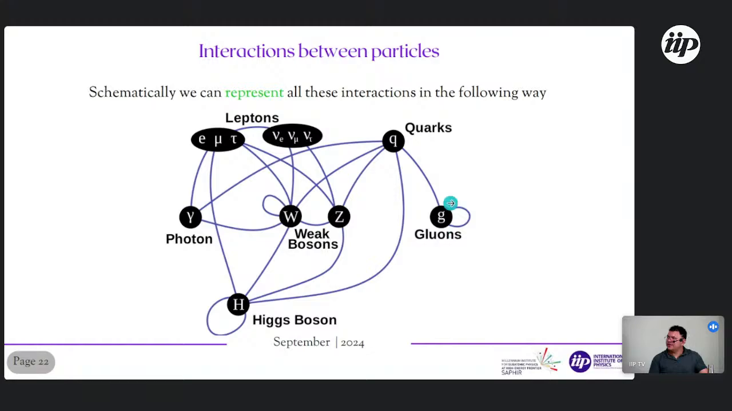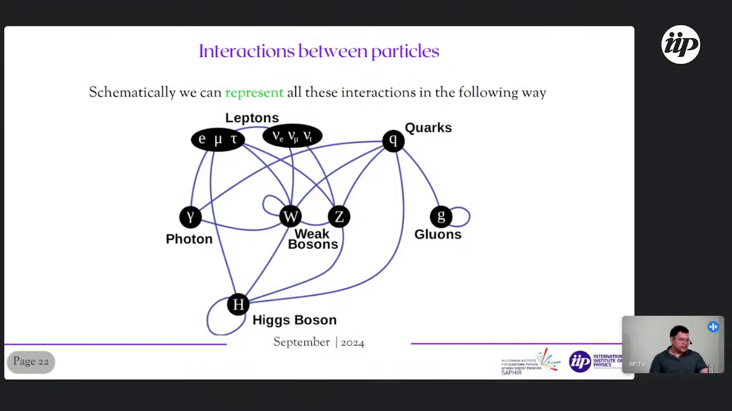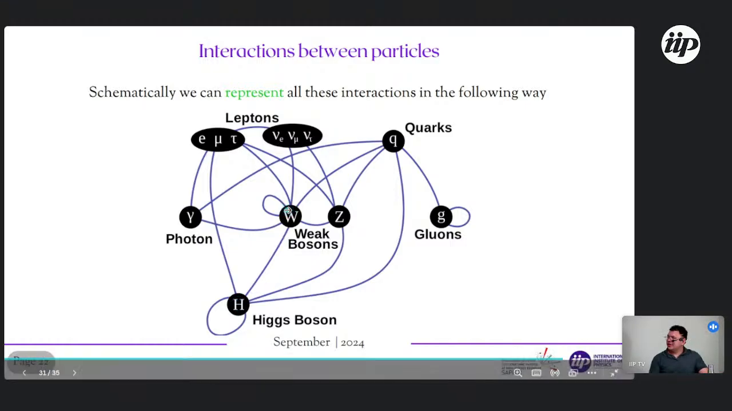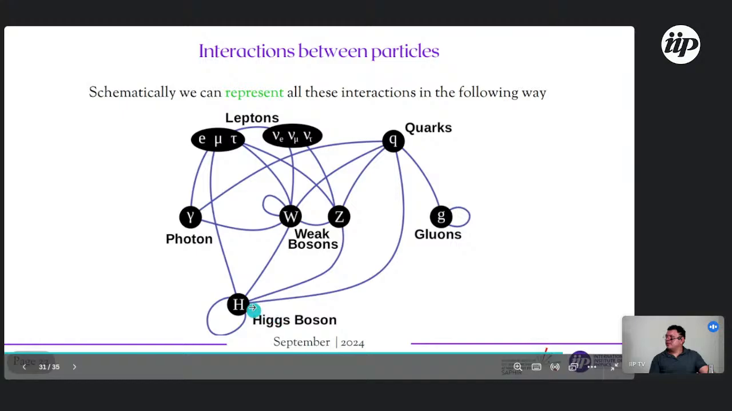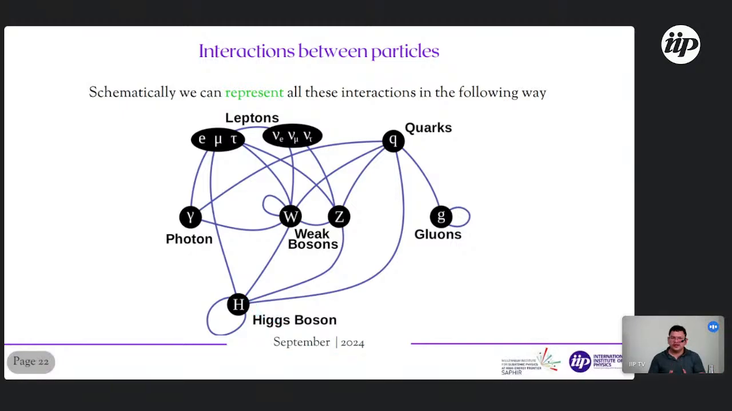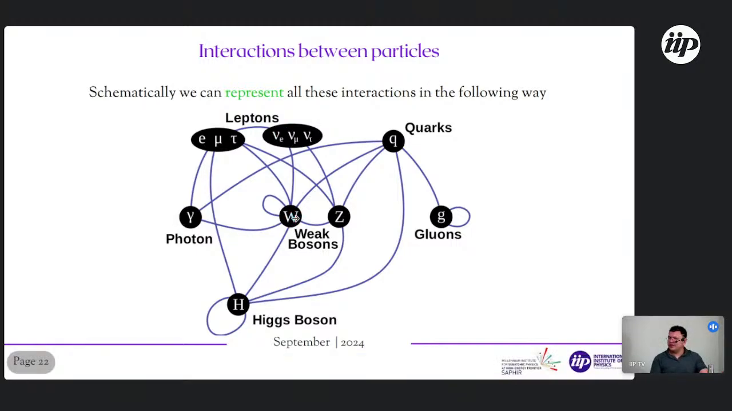But gluons only interact with quarks. And we have a line type that implies that the particle has interactions with itself. Higgs interacts with itself, W boson interacts with itself, gluons interact with themselves, and Z bosons interact with neutrinos, tau, neutrinos, quarks, W boson. So, for example, the Higgs only interacts with particles that have mass. So we don't have interactions between the Higgs and the photon because the photon is massless. So this is a good scheme to represent all the standard model Lagrangian.